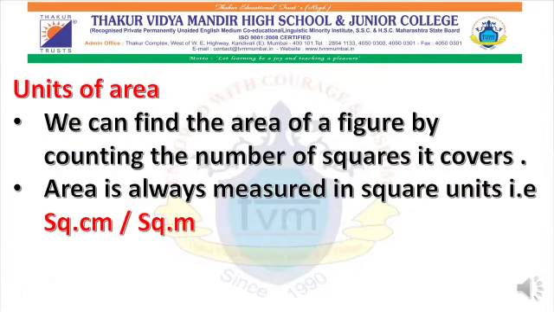Here students, units of area. We can find the area of a figure by counting the number of squares it covers. Area is always measured in square units, that is square centimeter, square meter, square kilometer. But sq. dot cm, sq. dot m, it's a short form of the units of an area.